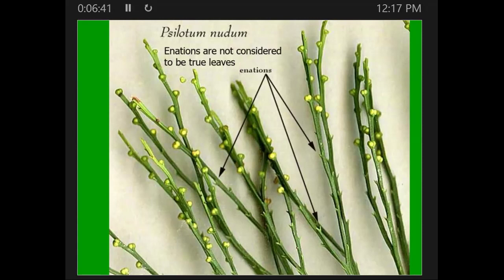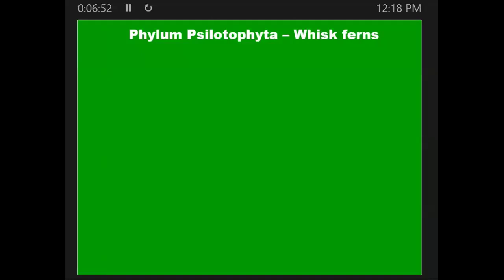So it's mostly the stem that's doing all the photosynthesis, and then all those yellow blobs that you see, that's where the spores are located, the sporangium. So the common name is whisk fern, and I do want you to keep memorizing the phylum names, please. So I'll be asking what phylum whisk ferns belong to, okay? And then you'll have to provide the Psilotum, or you'll pick from the different phyla.